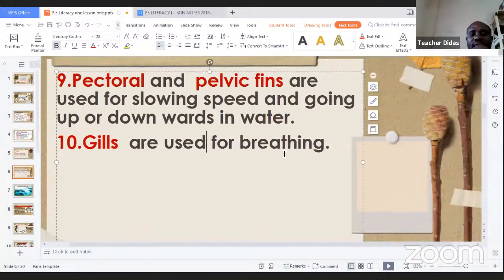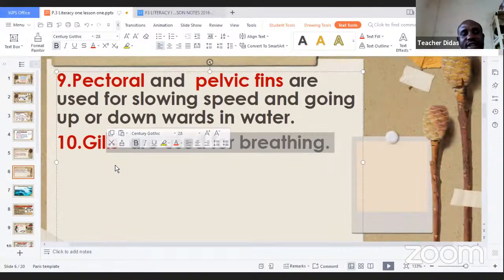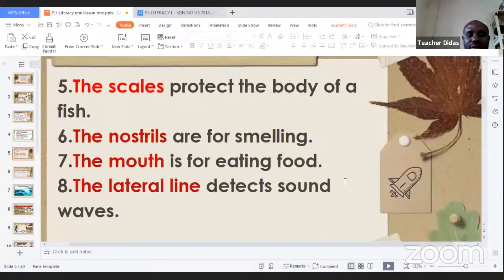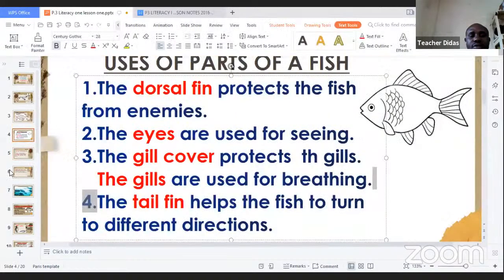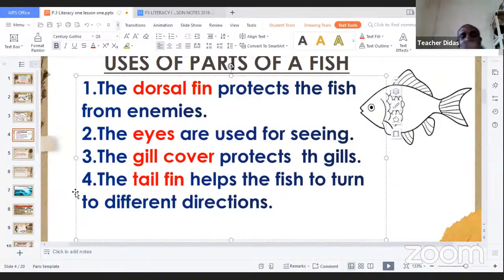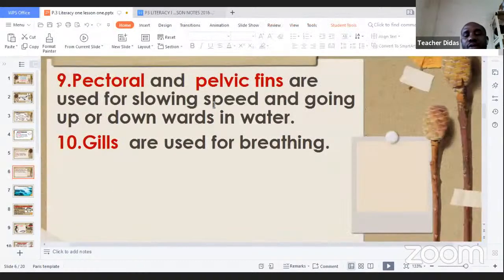So finally, I had written here that the gills are for breathing. Since I've written it here, I thought I didn't write it. So the gills are used for breathing. When they ask you which part of the fish is used for breathing, we shall say the gills, okay?